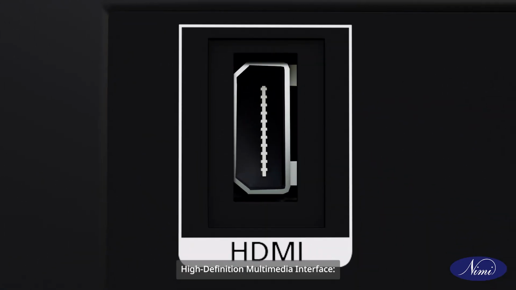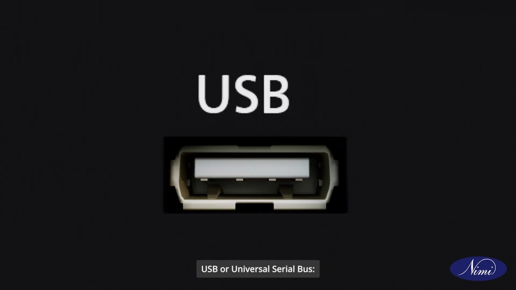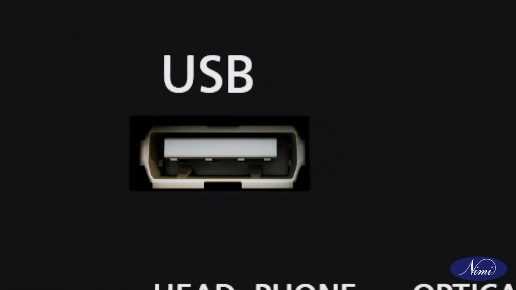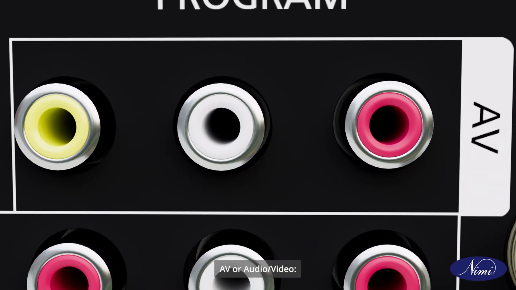HDMI or High Definition Multimedia Interface. HDMI allows for high-definition audio and video signals using HDMI cable. USB or Universal Serial Bus. USB enables connectivity with external storage devices. AV or Audio Video. This is used to connect legacy devices such as DVD players through RCA cable, 3RCA.